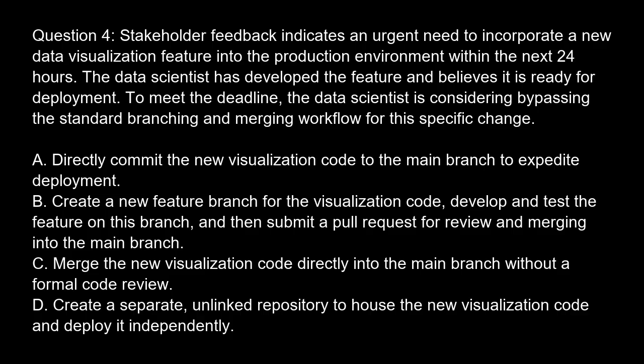To meet the deadline, the data scientist is considering bypassing the standard branching and merging workflow for this specific change. Option A. Directly commit the new visualization code to the main branch to expedite deployment. Option B. Create a new feature branch for the visualization code, develop and test the feature on this branch, and then submit a pull request for review and merging into the main branch. Option C. Merge the new visualization code directly into the main branch without a formal code review. Option D. Create a separate, unlinked repository to house the new visualization code and deploy it independently.